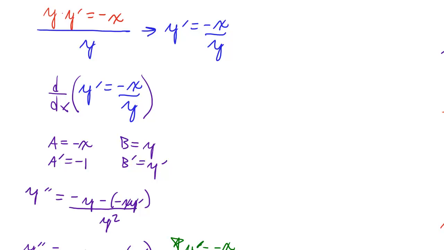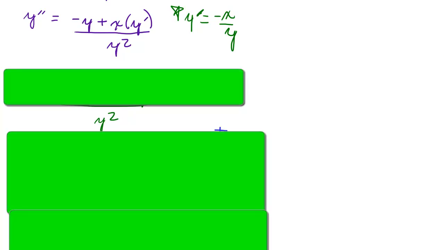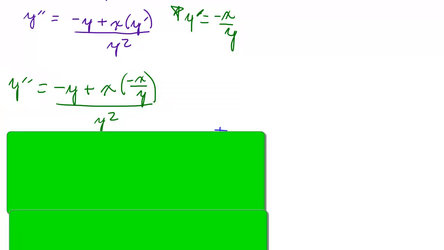And on the right, we have negative y minus the quantity negative x y prime, all over y squared, because remember, this is quotient rule. Then we have y double prime equals negative y plus x times y prime over y squared. Remember, y prime originally was negative x over y, so we're going to plug that in. So y double prime equals negative y plus x times negative x over y, all over y squared.